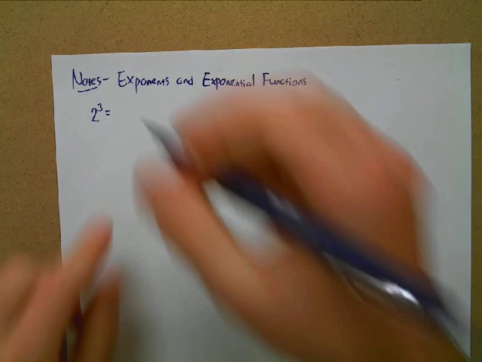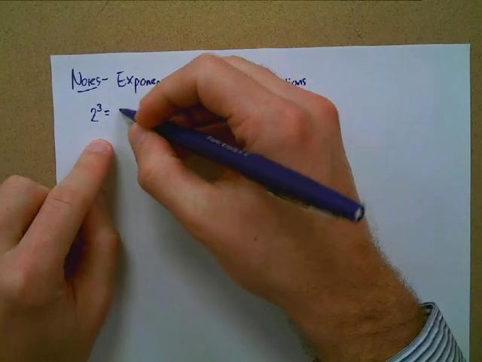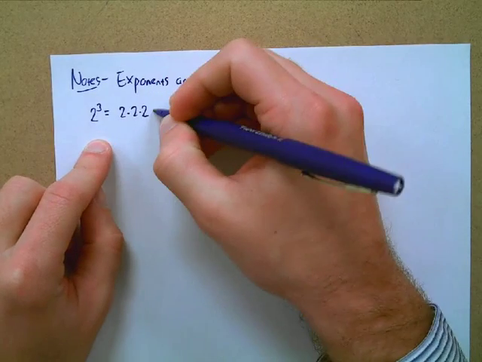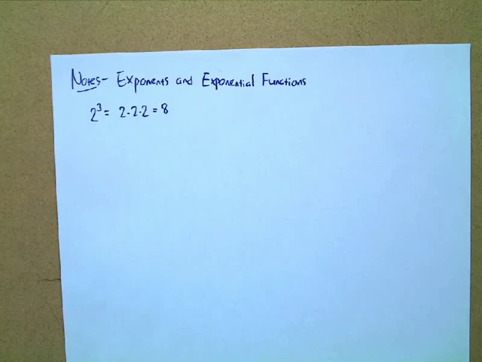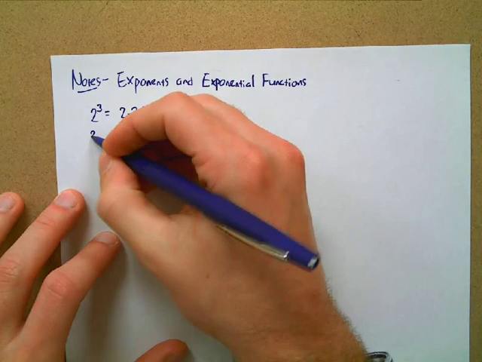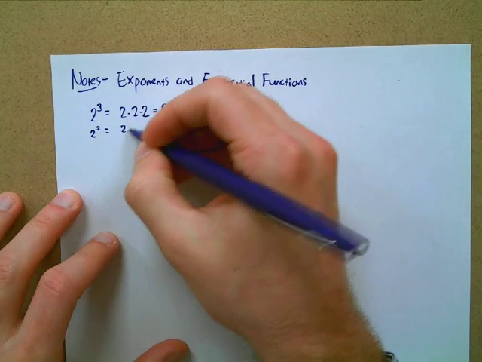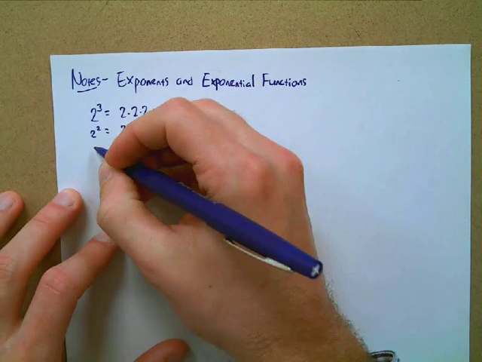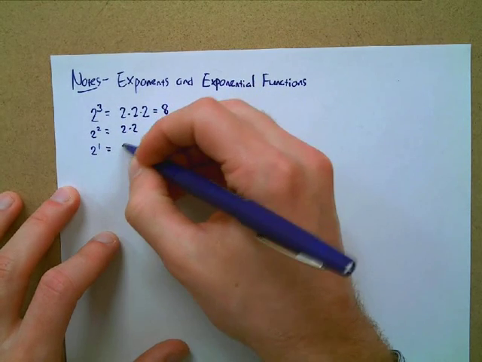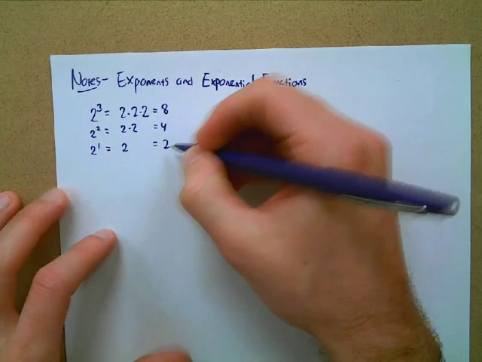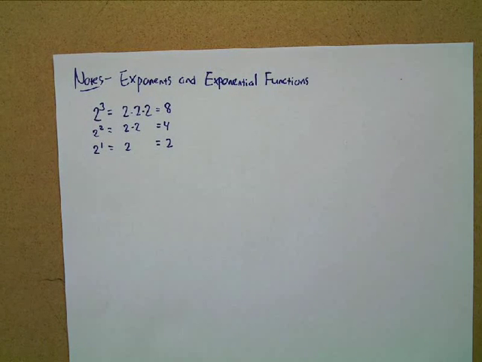So 2 to the third would be 2 times 2 times 2, and that's equal to 8. And then 2 squared would be 2 times 2, which is just 4. And 2 to the 1, well, that's easy, it's just 2. Using this idea, we can make some sense about why some properties that otherwise maybe are weird actually do make sense.